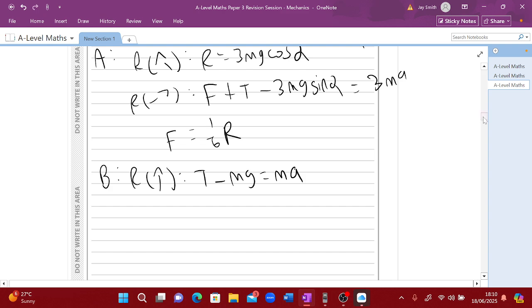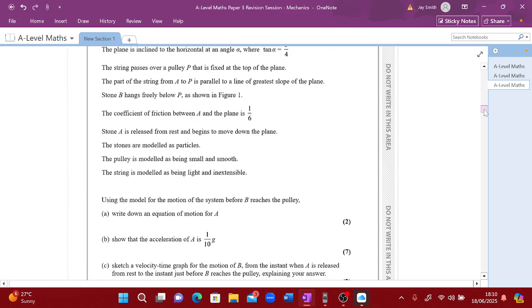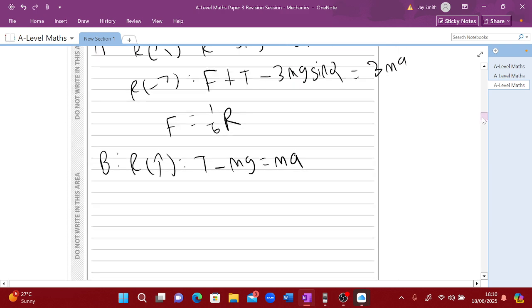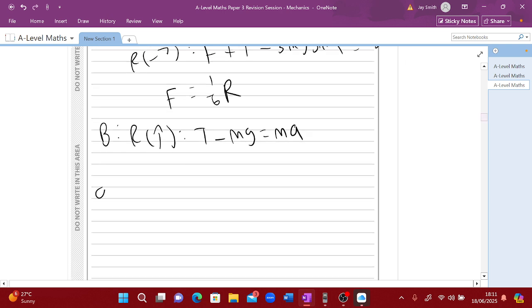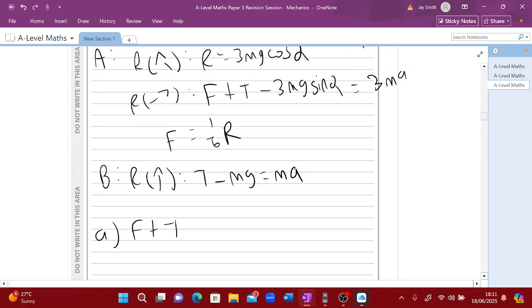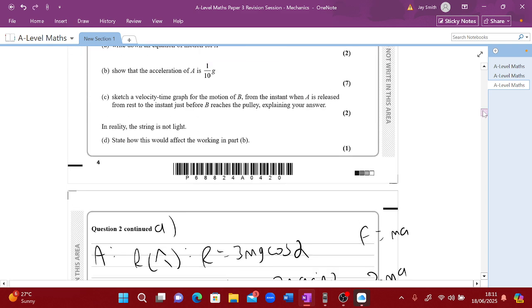And so let's look at the question. Write down an equation of motion for A. So equation of motion basically means you have to relate it to either velocity, acceleration, or displacement. But the only thing we've got is acceleration. So we're going to have to deal with this equation here. So the equation of motion, we're going to be interested in particularly F plus T minus 3mg sine alpha equals 3ma. And that would be fine, actually. That's your equation of motion.